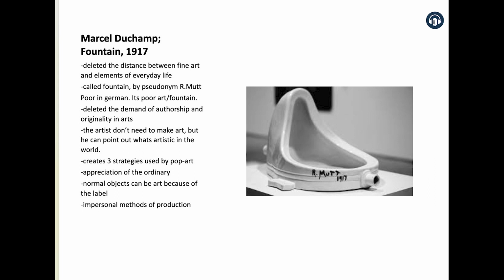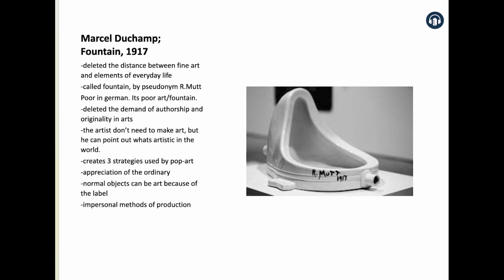So it's playing with the word fountain. Then I think about a big fine fountain with water and all this. And then here we have Armut, the poor version of the fountain, a pissoir. He deleted the demands of authorship and originality in art. The artist doesn't need to make art, but can point out what's artistic in the world. And he creates 3 strategies used by pop art, which we will look at later.